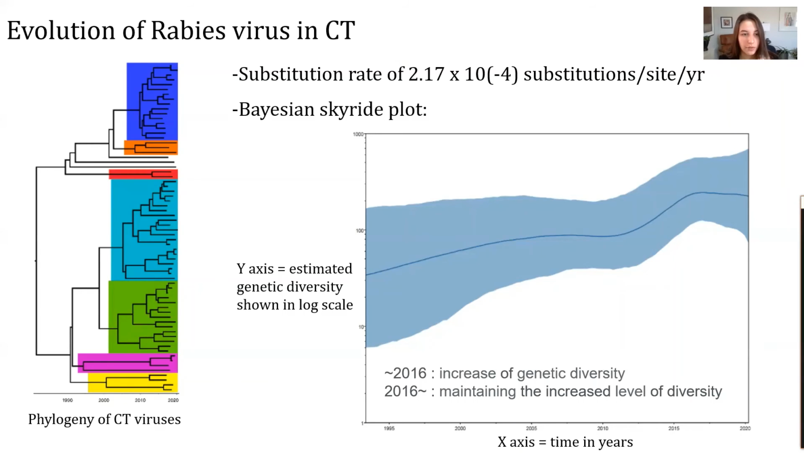A GMRF Bayesian CRWAD plot illustrates the effective population size over time and represents the relative genetic diversity of rabies virus in Connecticut. The dark blue line represents the median estimate of genetic diversity over time, and the shaded regions are showing the 95% credible interval for genetic diversity. As you can see, genetic diversity has been steadily increasing until 2016, but the increased diversity is maintained after 2016.